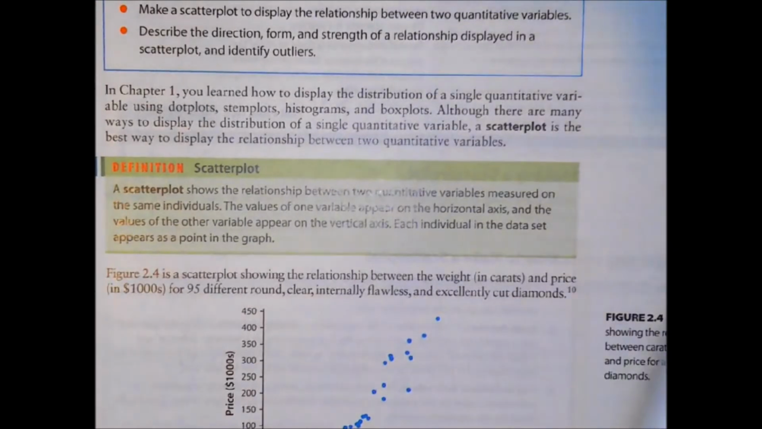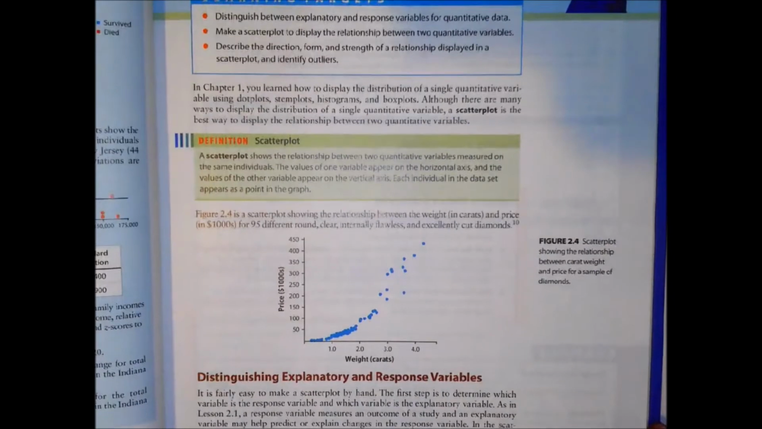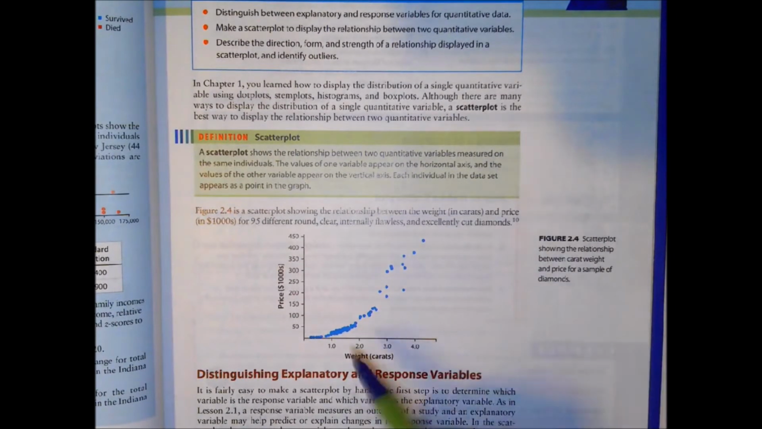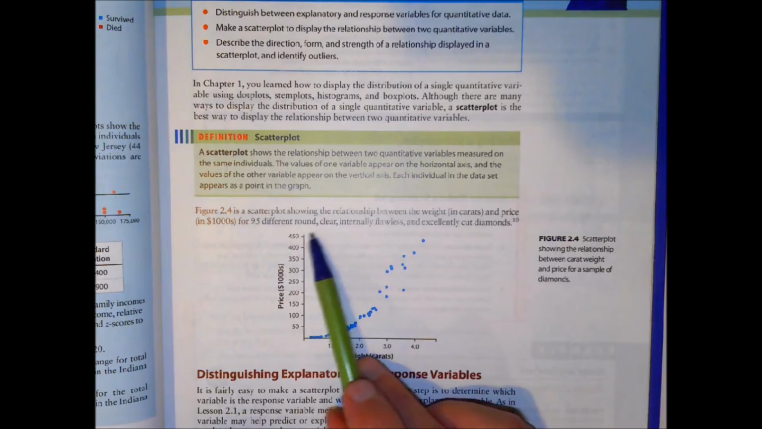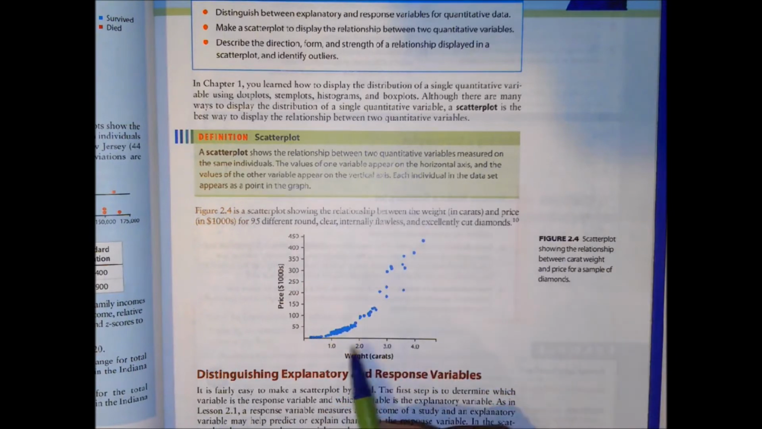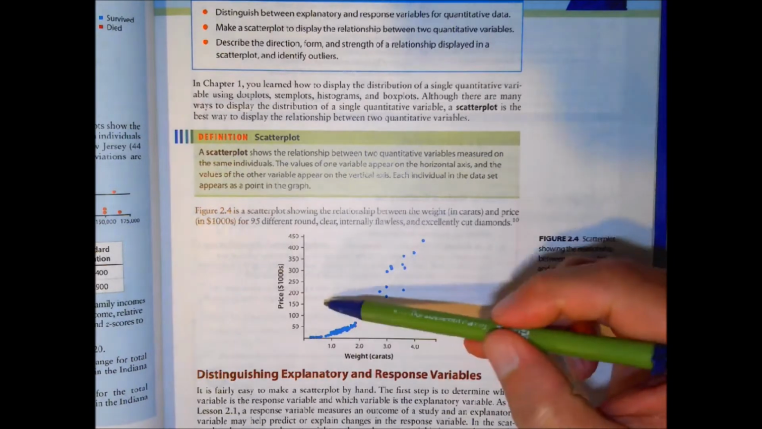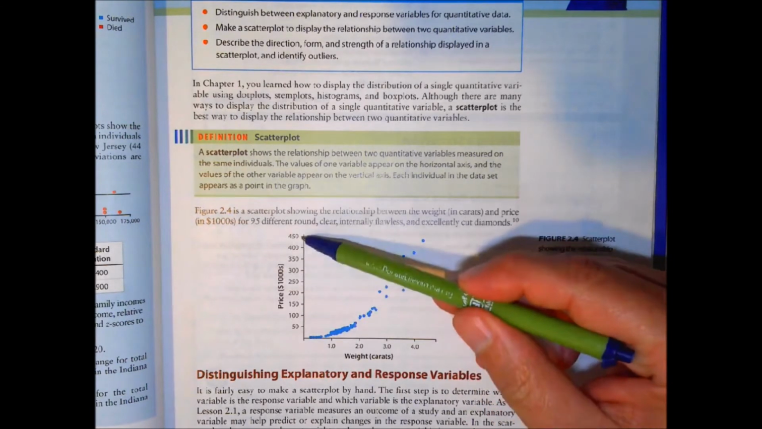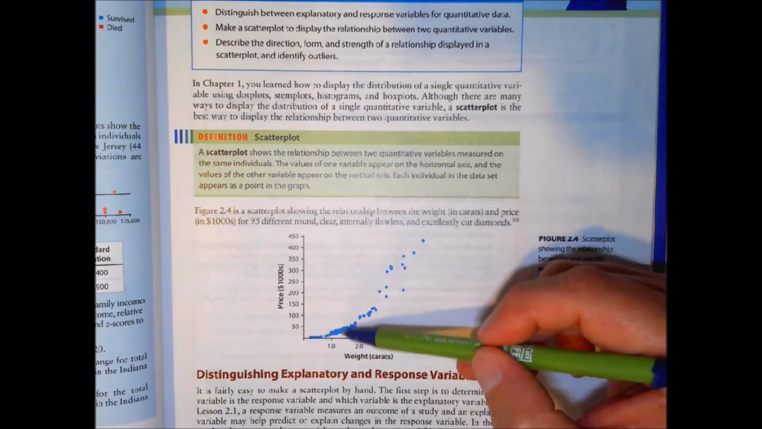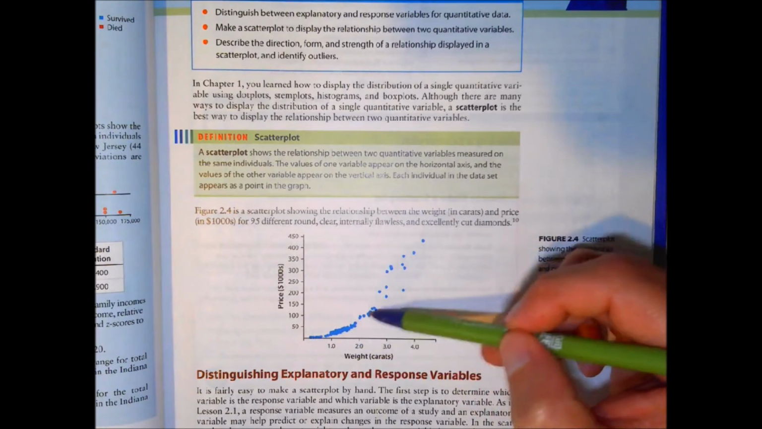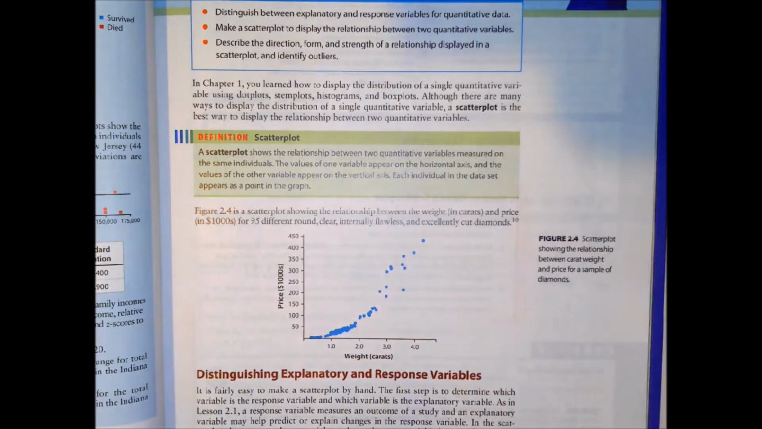A scatter plot looks like this. It has your explanatory variable on the bottom and your response variable on the top. So we're talking here about diamonds that are cut. The weight of the diamond is our explanatory, and the result of the weight is the price. You can see here the more a diamond weighs, the more expensive it gets.